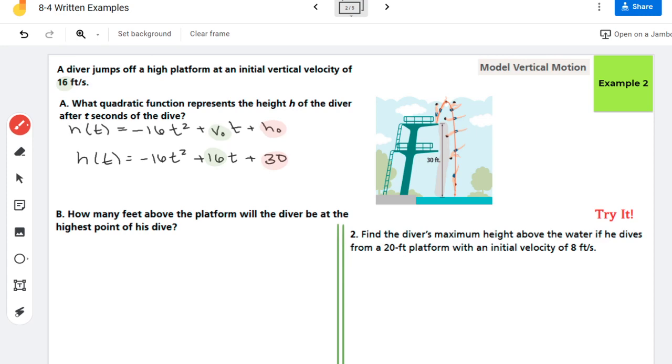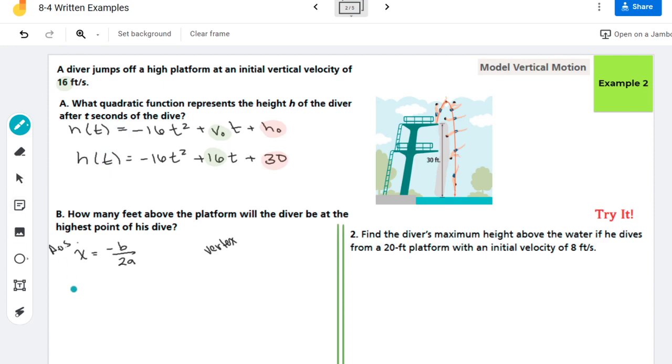Now part B is asking us to use this information to figure out where he's going to be at the highest point of his dive. So when he jumps up in the air, how high up does he get? For this, we need to remember our formula to find a vertex. First, we find our axis of symmetry using the formula x equals negative b over 2a. And then once I know where that axis of symmetry is, I'll plug it in to find my vertex.